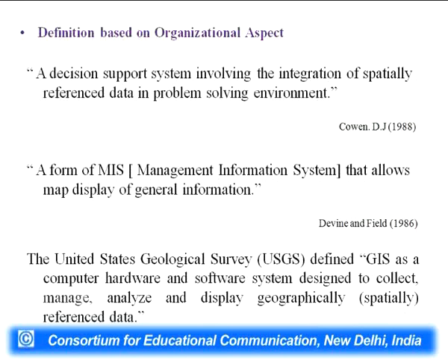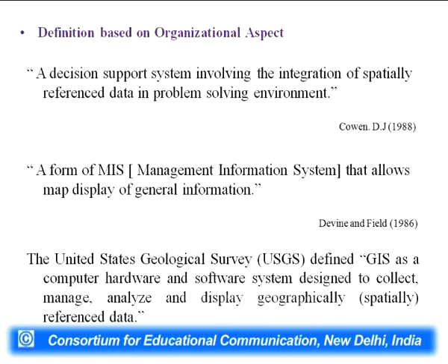Definition based on organizational aspects. Cowen, 1988, says that it is a decision support system involving the integration of spatially referenced data in a problem solving environment, a form of MIS, management information system. So GIS is a management information system, how we can manage our affairs in a nice manner, that allows map display of general information, where the maps are used for taking decisions or managing our affairs.